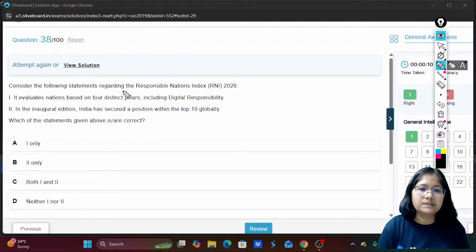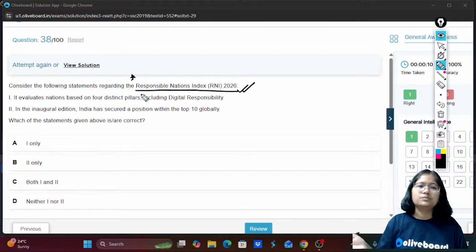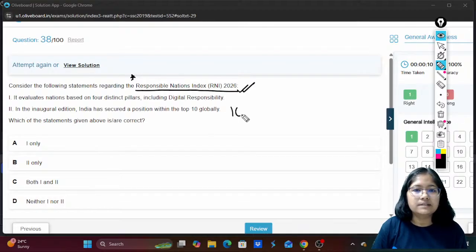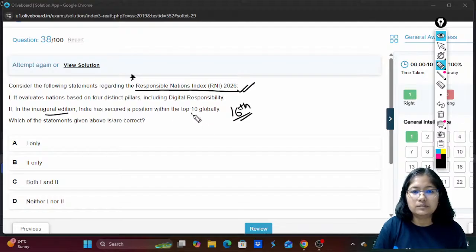Consider the following statements regarding the Responsible Nations Index, RNI 2026. So there is involvement of universities, IIMs also, and JNU also, all this is there. And India's rank is 16th, okay? India's rank is 16th. So in the inaugural edition, India has scored a position within the top 20 globally. This statement number 2 is wrong, okay?